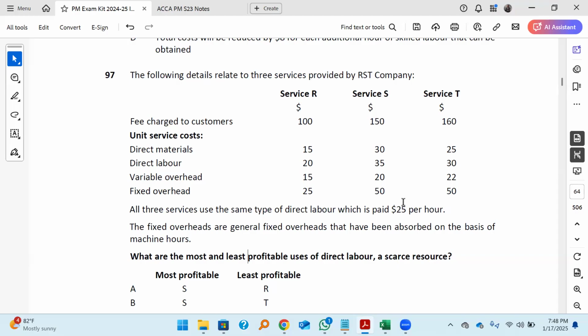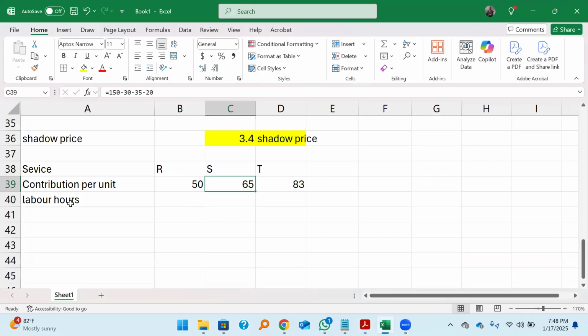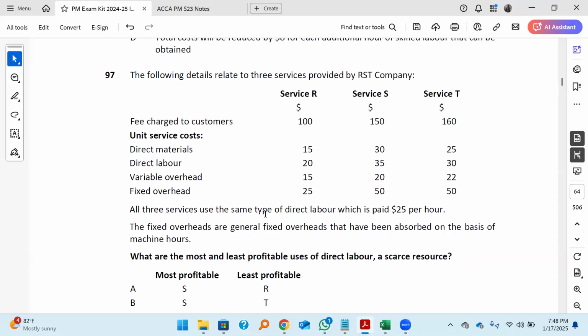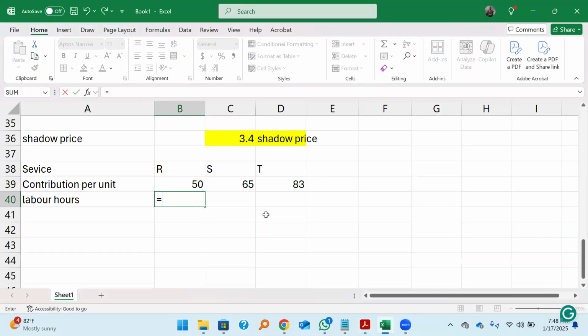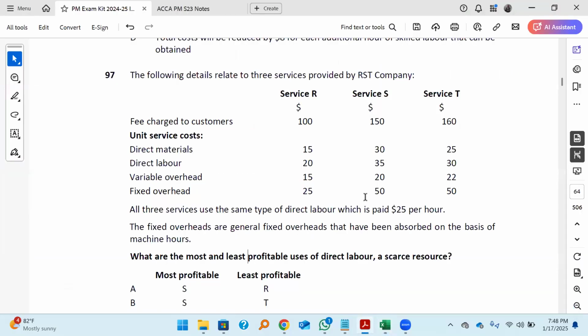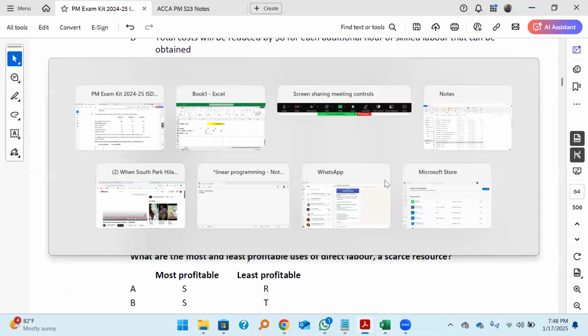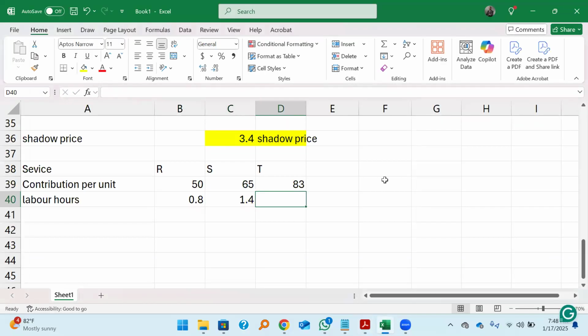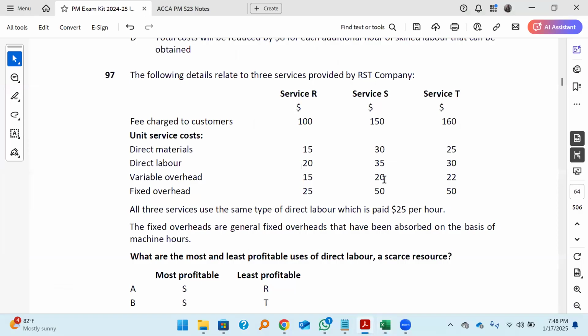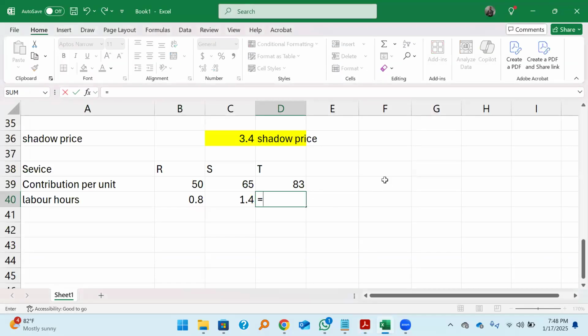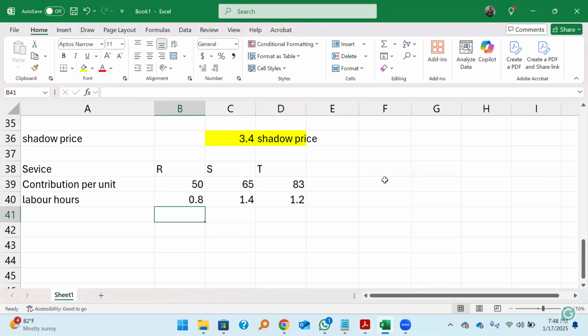Okay. So when it comes to the cost for labor, since they are using the same labor, you could use the labor hours, or you can bring the cost itself. So if I'm going to bring the labor hours, I will say, because if I'm incurring 20 and the hours for 25, that means I do 20 divided by 25. That gives me 0.8 hours. Then I do 35 divided by 25. I get 1.4 hours. Then I do 30 divided by 25, which gives me 1.2 hours.